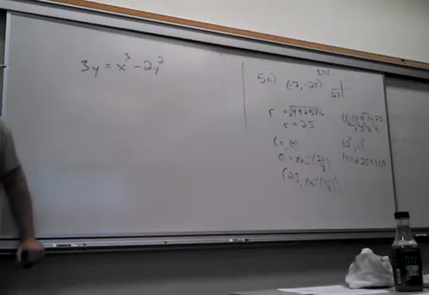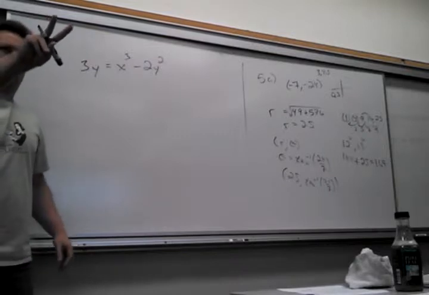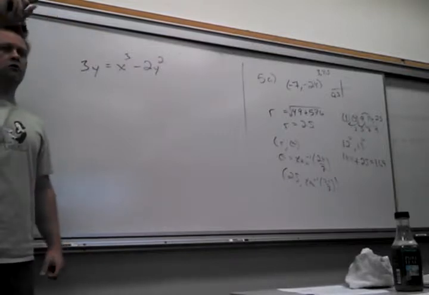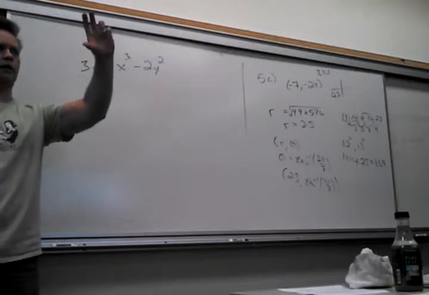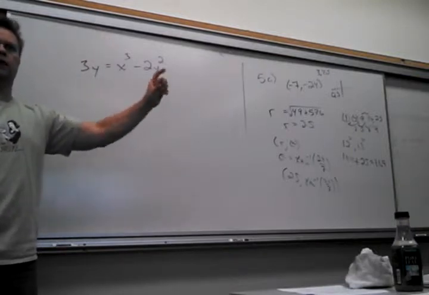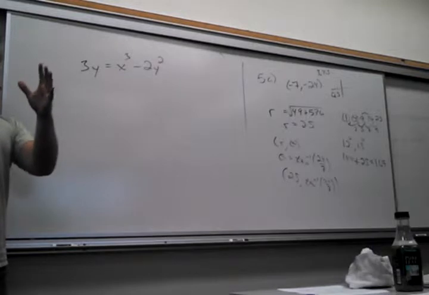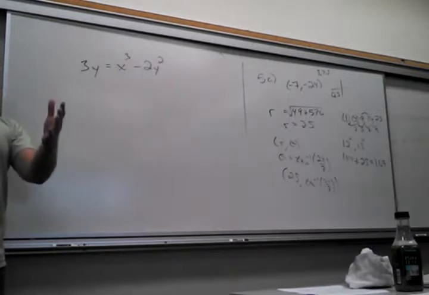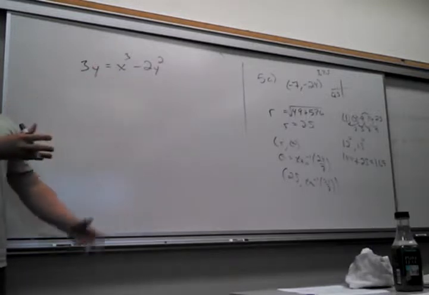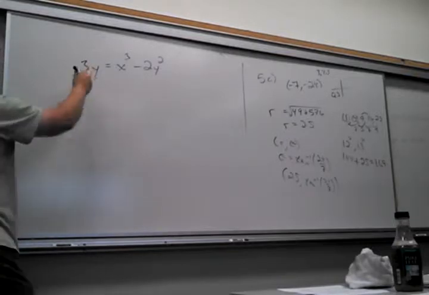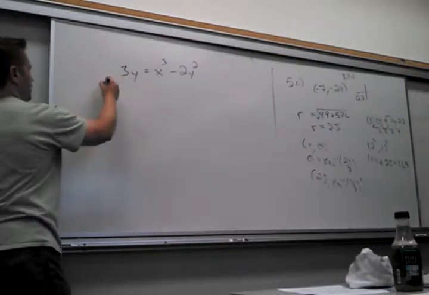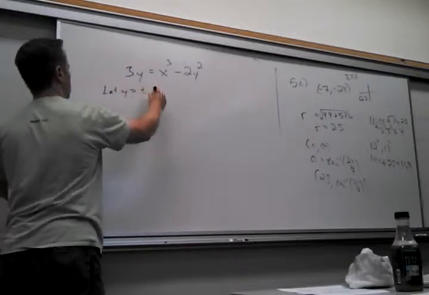So I asked for 2 parametric definitions. That doesn't mean, if you give me x of t and y of t, that's one definition. Together they define a relationship. I need another one. So the easy one is almost always let one of the variables equal t. That's the trivial solution. So if I let y equal t, what's x going to be?